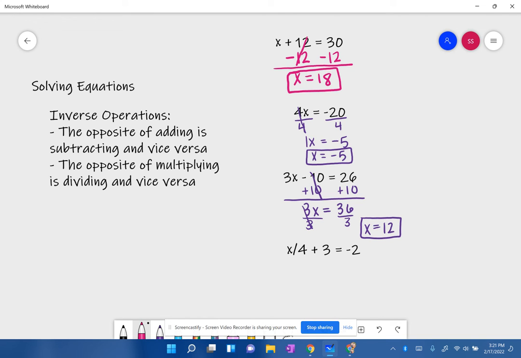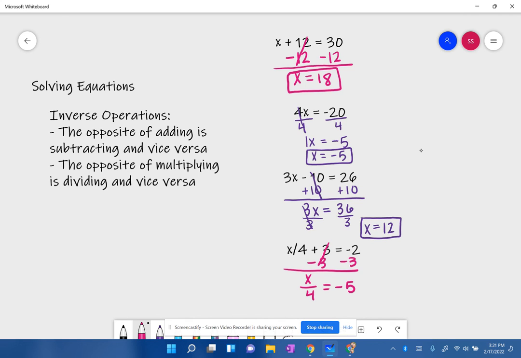And the last one, x divided by 4 plus 3 equals negative 2. So again, we have a couple things standing in the way of x being by itself. Let's get rid of the addition or subtraction first. There's a plus 3, so subtract 3 from both sides. So x divided by 4 is equal to negative 5.